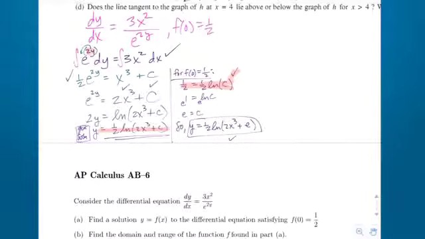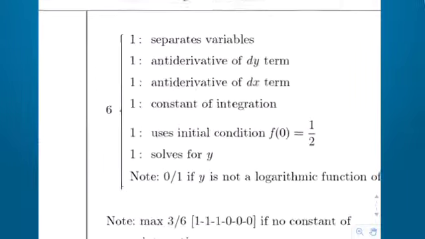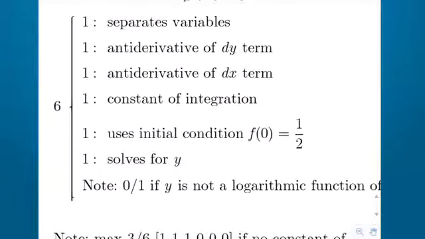6. So if we look at the scoring guidelines, here they are. You got 1 check for separating the variable, 1 check for each antiderivative, so check, check. 1 for the plus c, the constant of integration. And here it says 1 check for using the initial condition, and then 1 check for solving. You're pretty good, right? But hopefully this is one where you're getting all 6 out of 6.